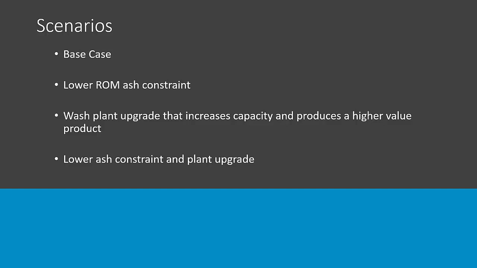Next, we're going to have a wash plant upgrade that's going to increase the capacity that I can send through the wash, as well as it's going to produce a higher value product if I upgrade in order to sell at a higher price, and we get around that ash because we're doing it through the washing process. Then once we've looked at those two comparisons, we're going to have a final scenario that combines both. What if we have a lower ash with a plant upgrade?